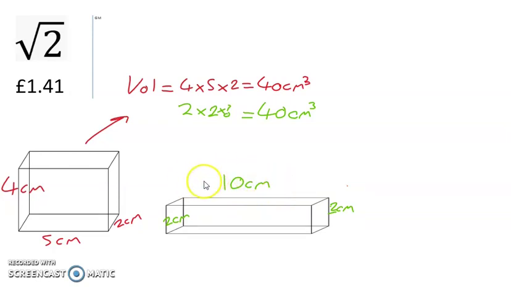Another way of seeing this as well is what's changed and what hasn't. Well, 2 and 2 are the same. The height has become half the size, so to compensate for that, the length is going to have to be double. So going from 4 to 2 is halving, therefore the other side has got to double, 5 to 10, to compensate because it's the same amount of pasta. So either way, you get an answer of 10.